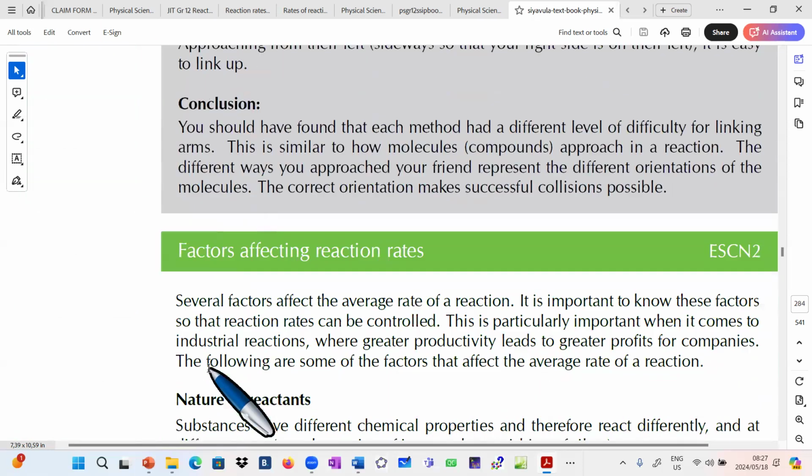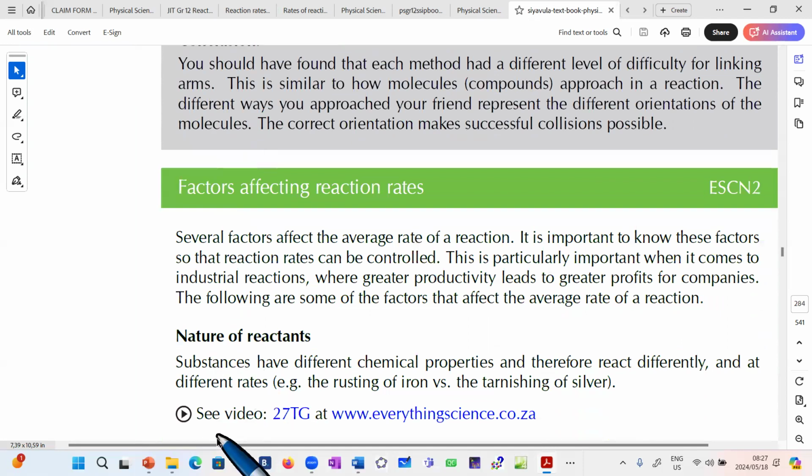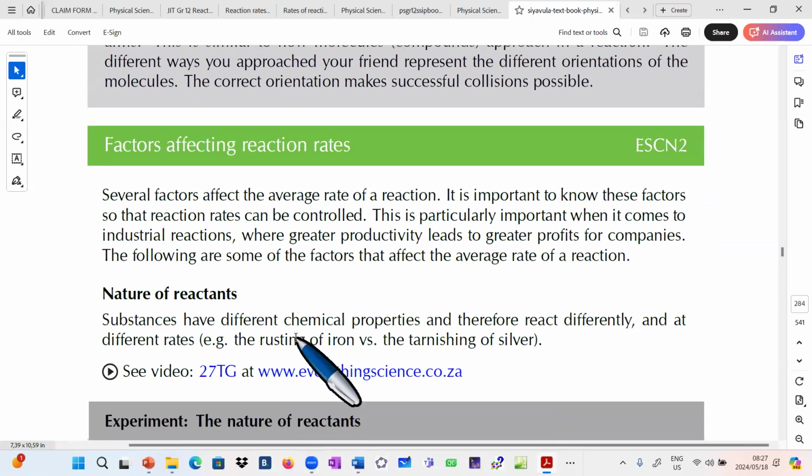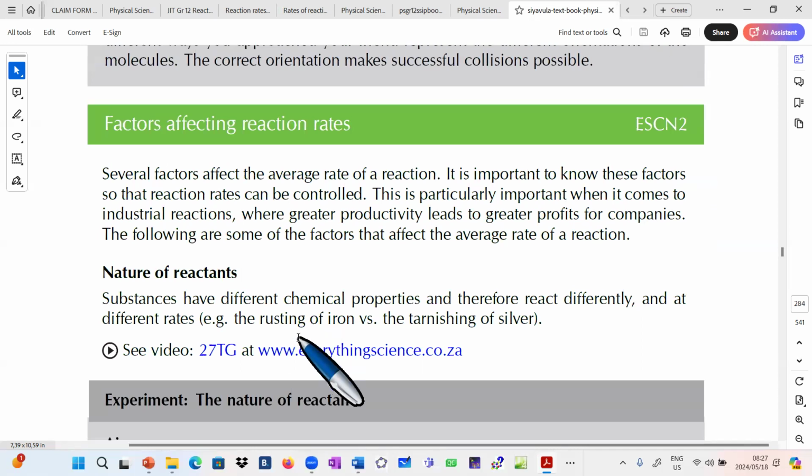Let us look at the factors affecting reaction rates. Several factors affect the average rate of a reaction.